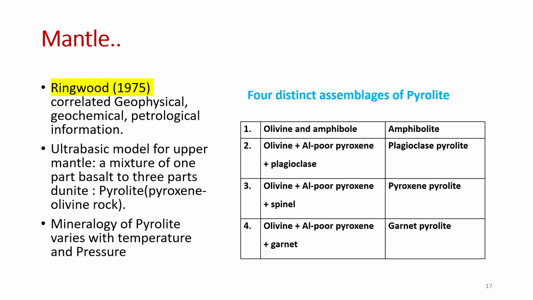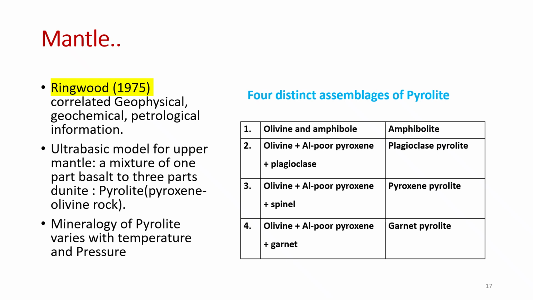Ringwood in 1975 correlated geophysical, geochemical and petrological information for the upper mantle composition, and he prefers an ultrabasic model for the upper mantle with an overall composition corresponding to a mixture of 1 part of basalt to 3 parts of dunite, which he calls pyrolite, or pyroxene olivine rock. Fractional melting of this pyrolite would provide the basaltic magma which has been copiously injected into and through the crust throughout geological time, and leave a residual material. This is known as dunite or peridotite.